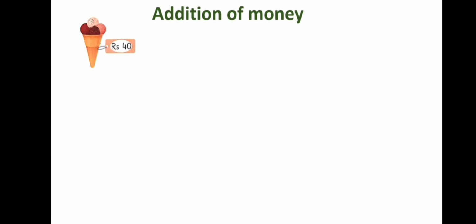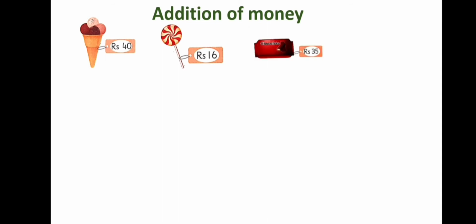The first one is ice cream cone and its price is 40 rupees. The next is lollipop and the price of the lollipop is 16 rupees. The next one is chocolate and its price is 35 rupees. The next one is chewing gum and its price is 23 rupees.